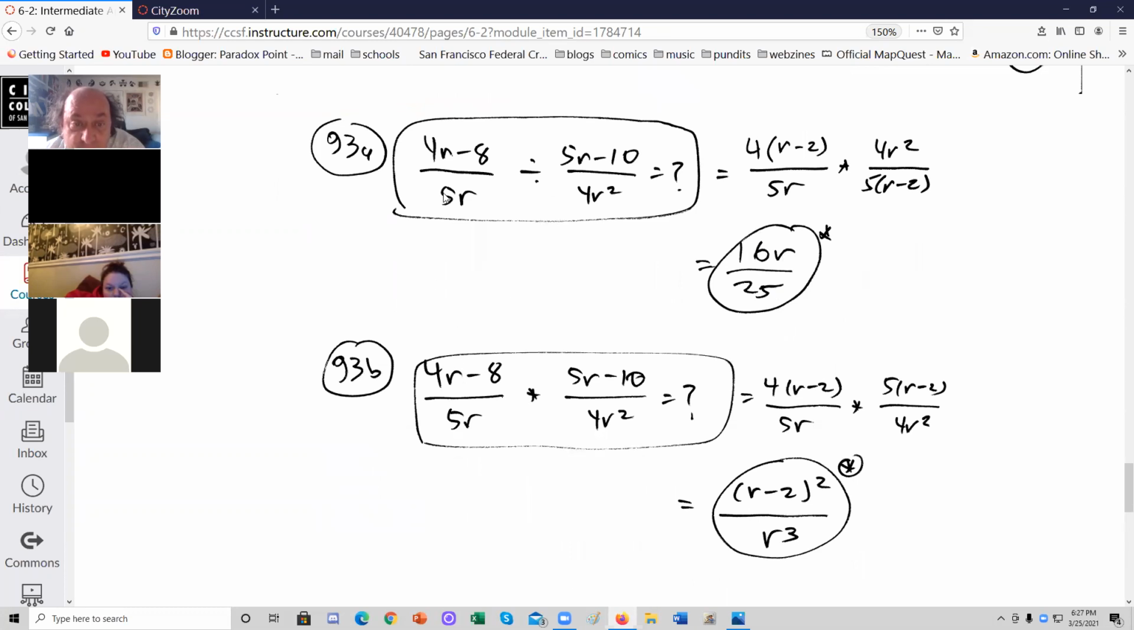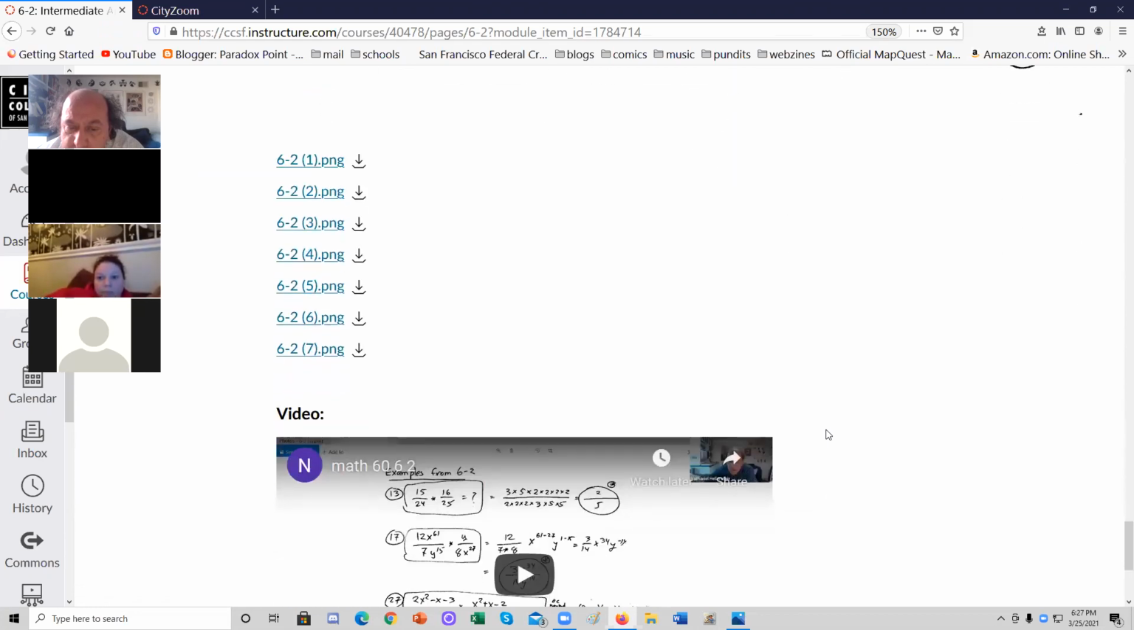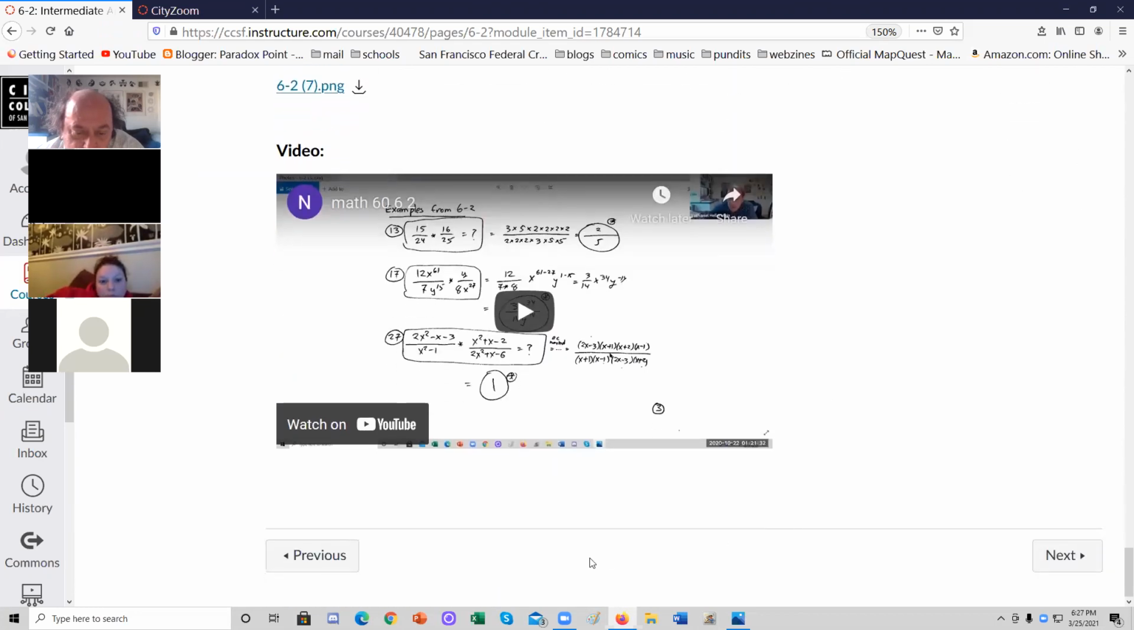Now here will be the same two rational expressions, this time multiplied. So this one becomes 4 times r minus 2 over 5r times this, which is 5 times r minus 2 over 4r squared. Now this time the 5's cancel, the 4's cancel. The r minus 2's stay, r minus 2 squared. And r times r squared is r cubed. And so you get r minus 2 all squared, all divided by r cubed. All right, that's that for that.